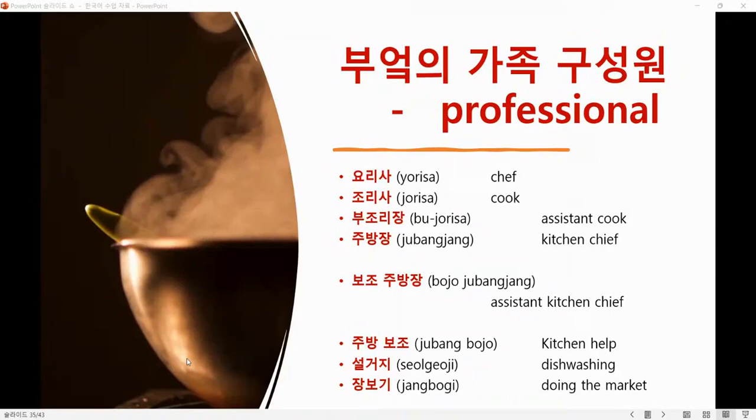설거지, dishwashing. Now, before you cook any kind of cuisine, any kind of food, you need to prepare the materials or cooking stuff, and this is called 장보기.